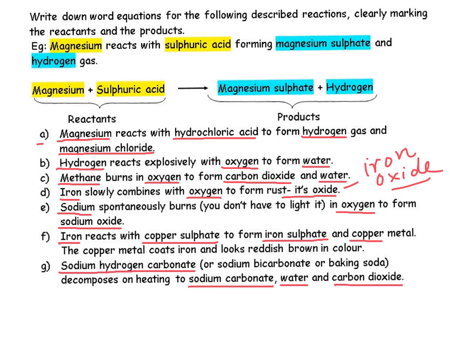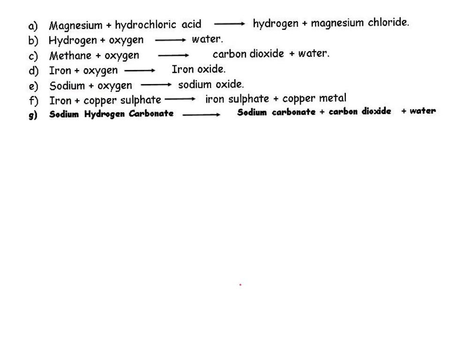Sometimes it can be just one substance which is a reactant, or there may be just one product. It doesn't matter how many, but we should be able to recognize that. Once you're done with your word equations, check your answers on the next slide. It's time to check your answers. Make sure you got all of these correct.